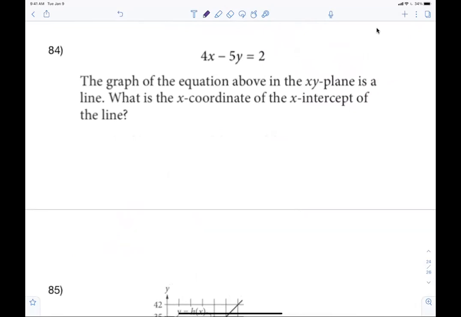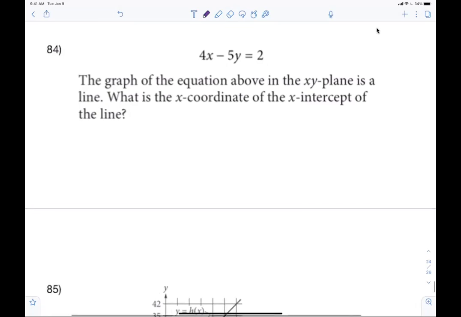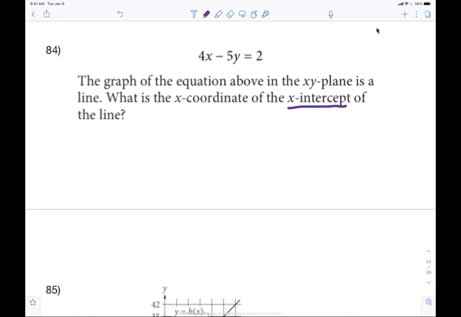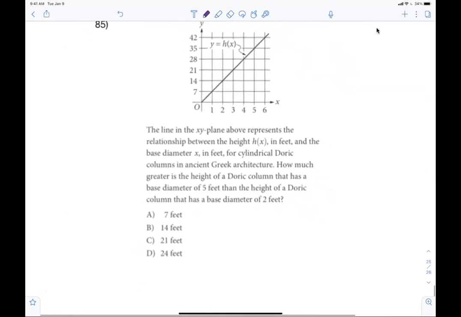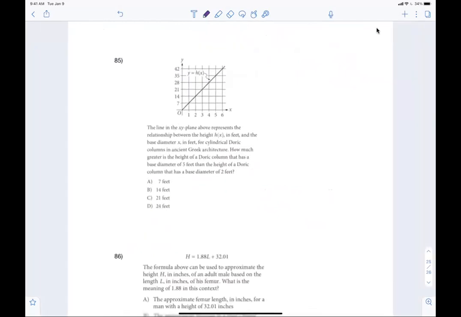I got 1/2. Anybody else? Is that a problem? 1/2? How do you get that? How do you find the X-intercept? Okay, there you go. All right, here we go with 85.